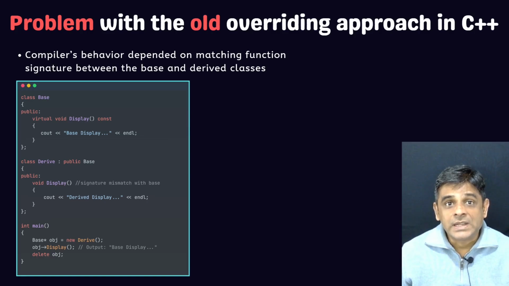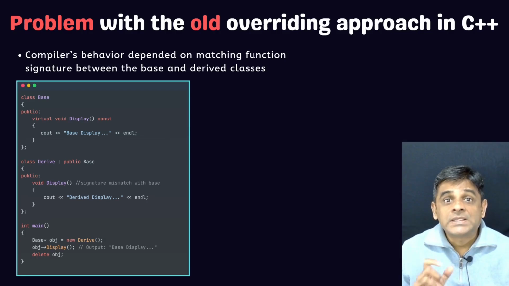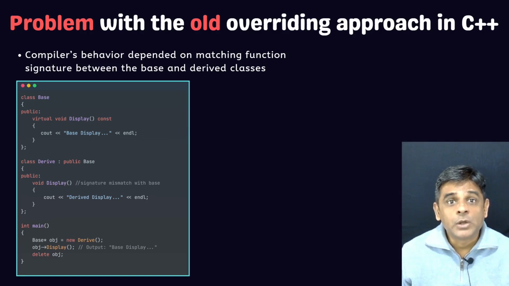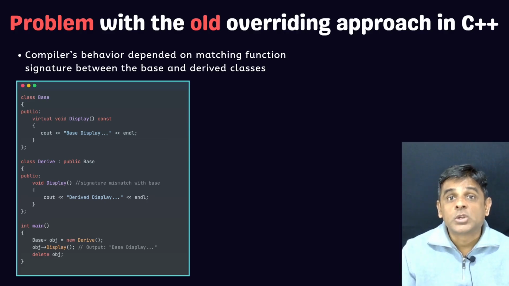So the compiler considers that derived class function as a new function, so it will not give any compilation error. But when you call through the base class pointer, it will execute the base class virtual method. This is a problem, and sometimes this problem is difficult to debug. To overcome this, C++11 introduced the override specifier. So let's first see this code snippet.